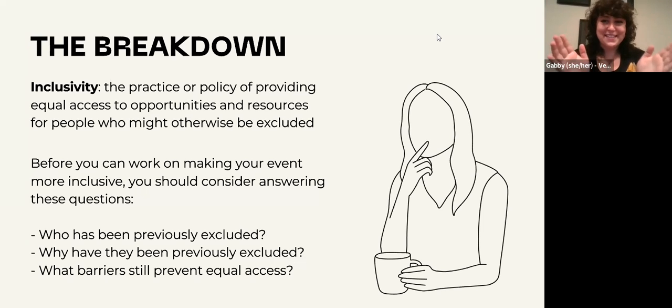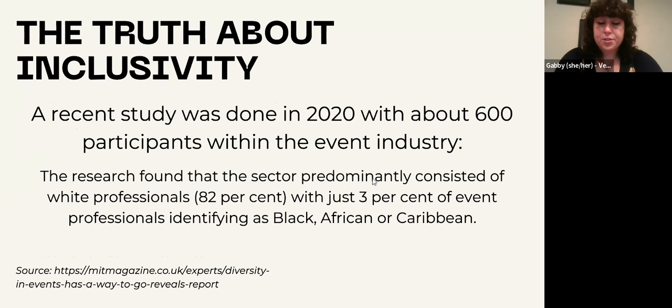But how long exactly? What's the current situation in the event industry? Well, thanks to a recent study done in 2020 with about 600 participants who filled out the survey, within the event industry, the research found that the sector predominantly consisted of white professionals, 82%, with just 3% of event professionals identifying as Black, African, or Caribbean.